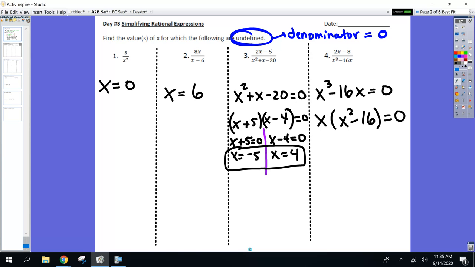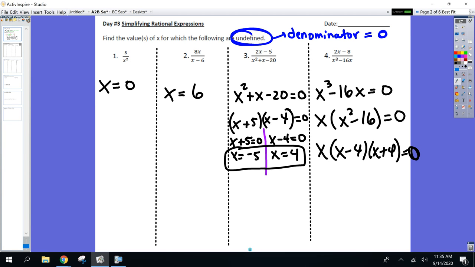Then we factor the x squared minus 16 into x plus 4, x minus 4. Good. X squared minus 16 is a difference of two perfect squares, so it's x minus 4, x plus 4. Good work.